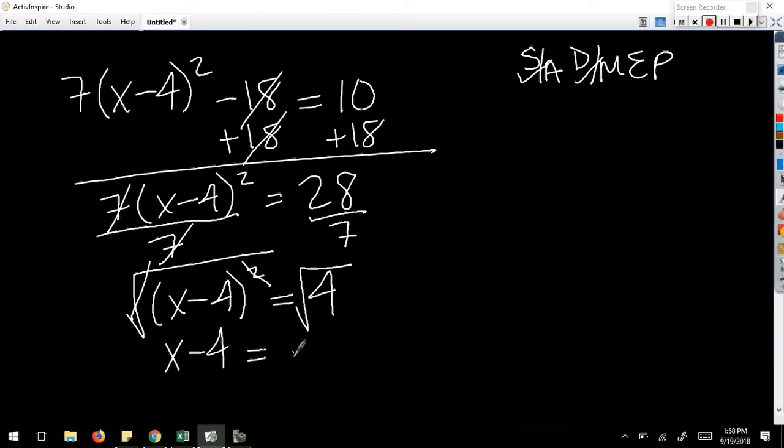Negative 2. It's actually plus or minus 2. It gives us two answers, okay? Remember when we factored and we set each piece to 0, we got two answers. We get two answers here a lot also. Now what? Add 4, right?